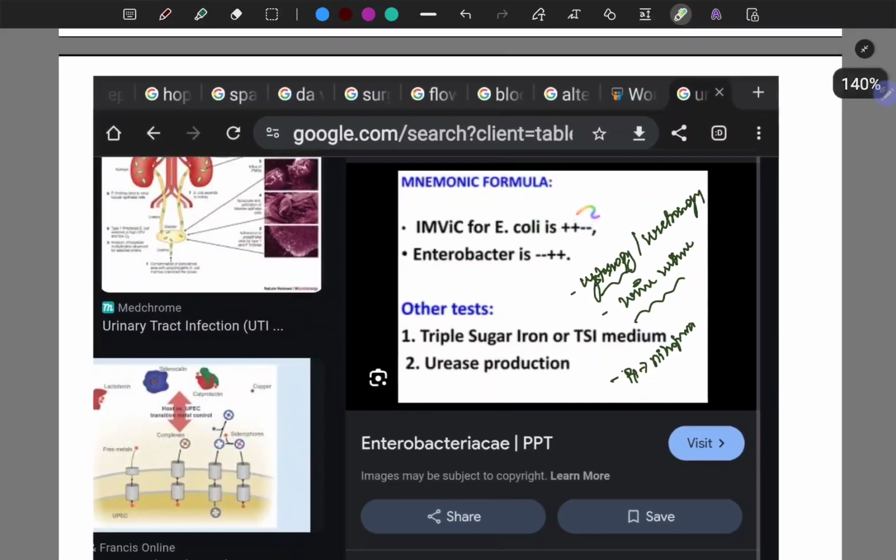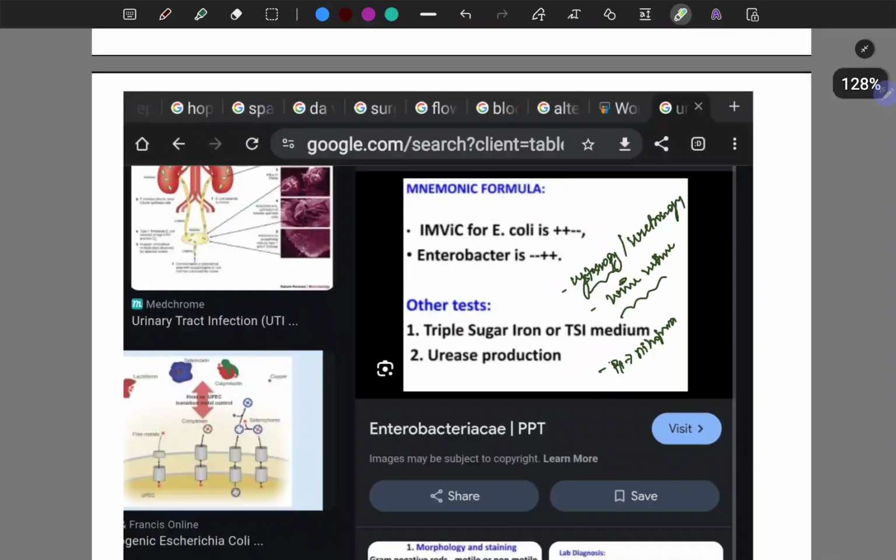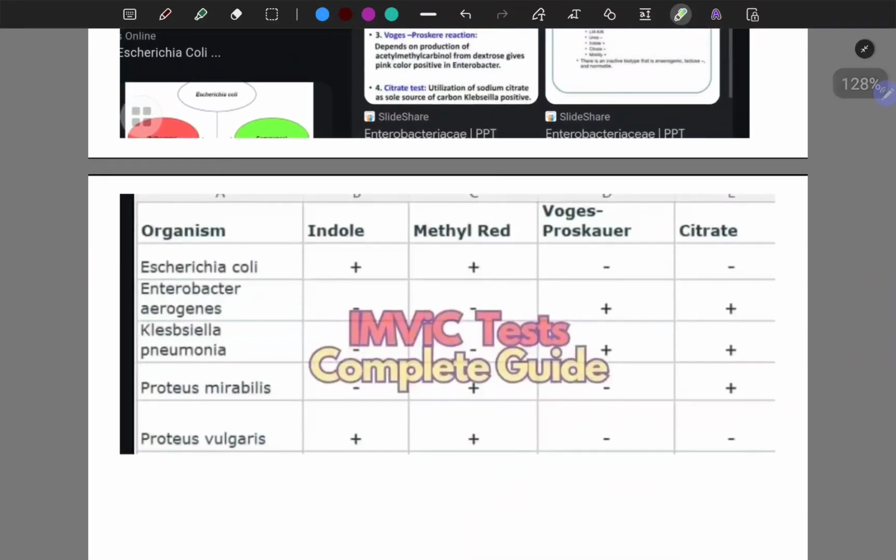So for any urine related UTI infections, you must do cystoscope, ureteroscope, urine analysis, urine culture. Treatment, nitrofurantoin, antibiotics. Right. Then, this is what I already said. E. coli, Enterobacter, Klebsiella, Proteus mirabilis, Proteus vulgaris. For Proteus vulgaris, it's similar to E. coli.